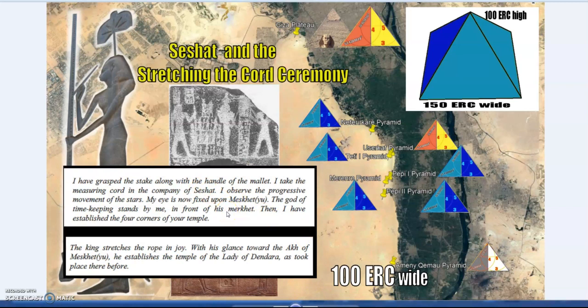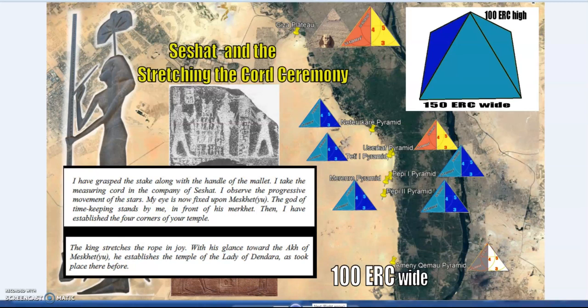She also talks about the movement of the stars. "My eye is now fixed upon Mesketiu, the Big Dipper, which points to your northern stars. The god of timekeeping stands by me, the four corners of your temple." This is the origins of this art. This is one of the most sacred.